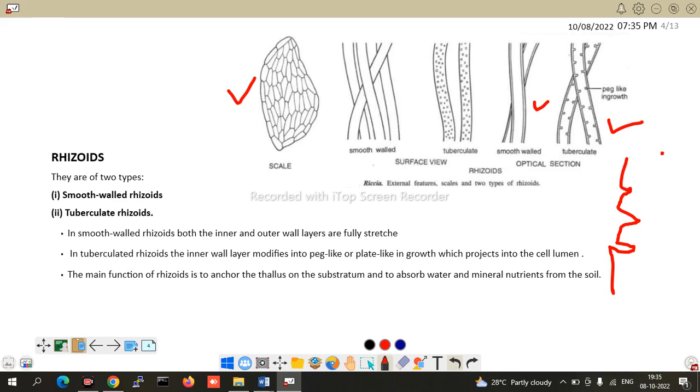So, a finger-like projection or peg-like inward growth in a tuberculate rhizoid. Besides anchoring, it also helps in absorption of water and nutrients from the soil for Riccia.